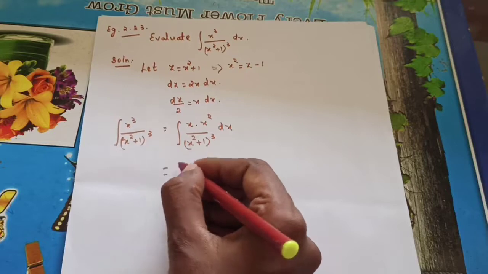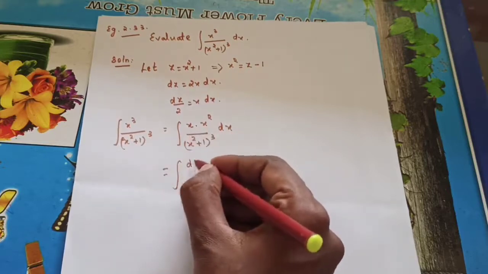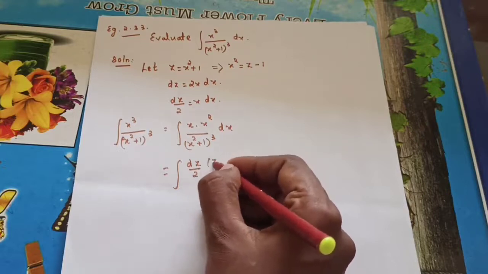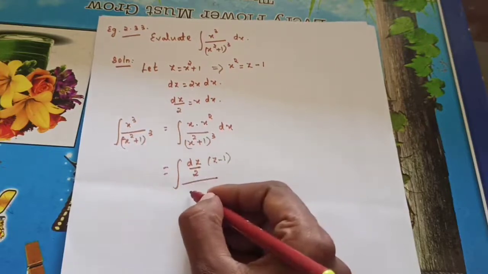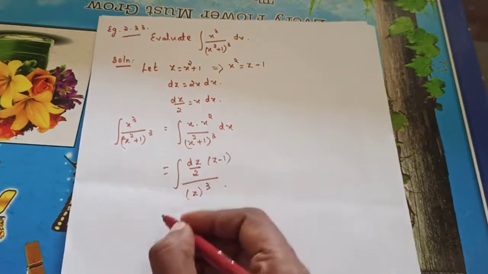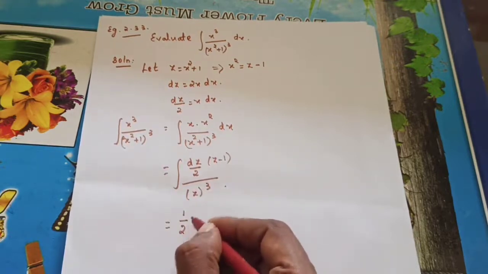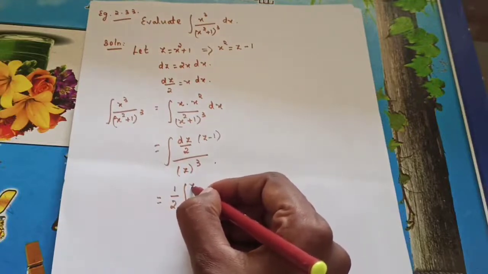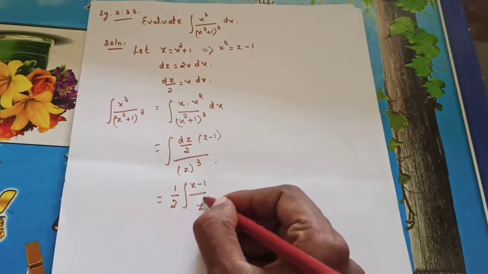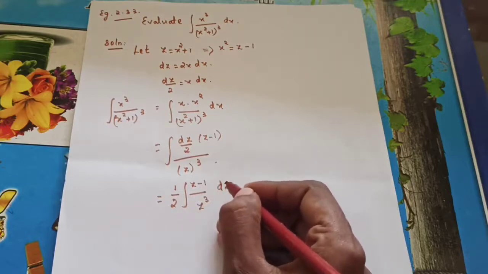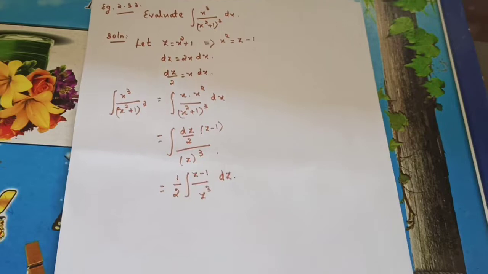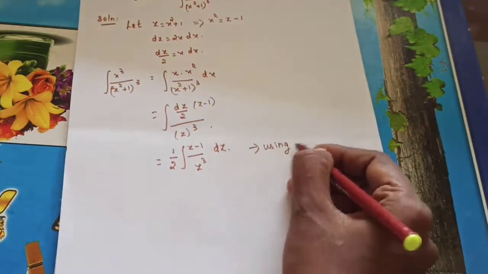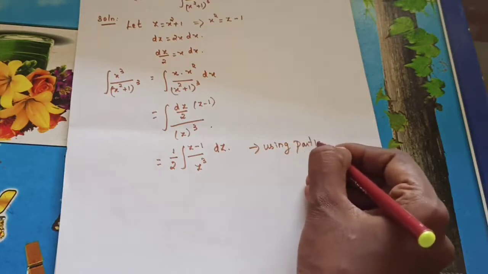Okay, now substitute all the values. In the place of x dx, dz by 2. In the place of x square, what you need to substitute? Z minus 1 divided by this value z cube. That's equal to 1 by 2, the constant, you can take outside. So what's the balance? Z minus 1 divided by z cube into dz. Okay, now we are going to use partial fraction.